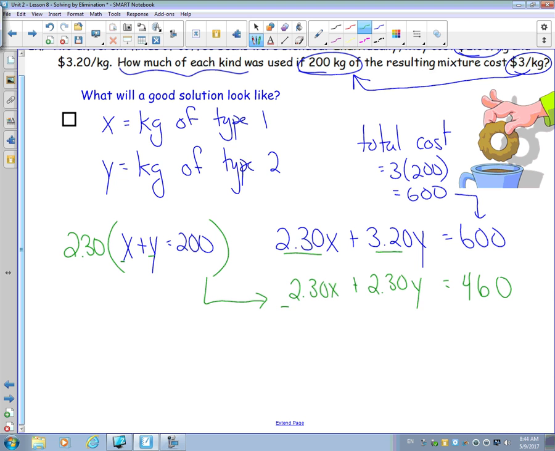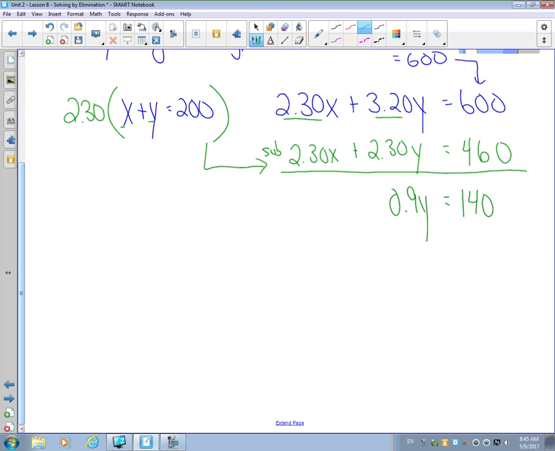Looking at the x's, they have the same value and the same sign, so we're going to subtract. The x's will cancel. Over here, we'll get 0.9y and 140. This one's a little bit messy. y is going to be 140 divided by 0.9, which comes out to a really messy number, 155.56. It's messy. Nothing you can do about that. It's a word problem, so I have to go to decimals in this case.